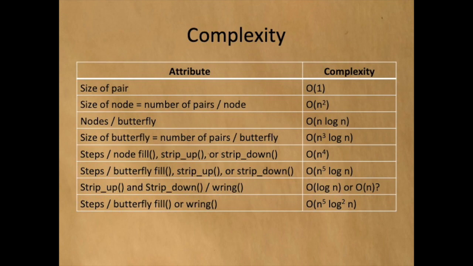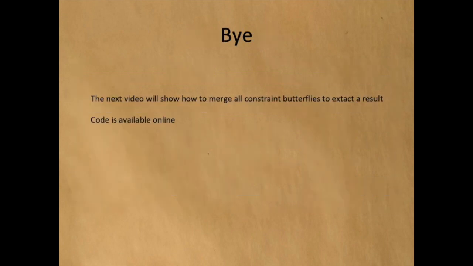The number of strip-ups and strip-downs per ring is an open question at the moment. We know that it is at worst O(n). However, we believe that it is actually at worst O(log n). So the total number of steps per butterfly for a make or a ring is O(n)⁵ log² n. In the next video, we will discuss how to merge all of the constraint butterflies together and then extract a result.